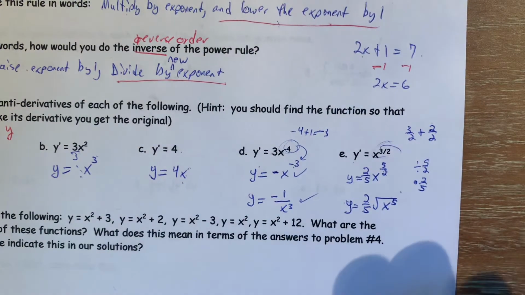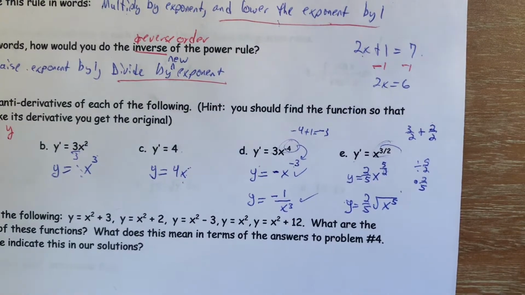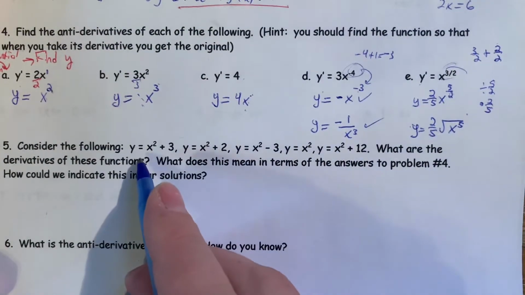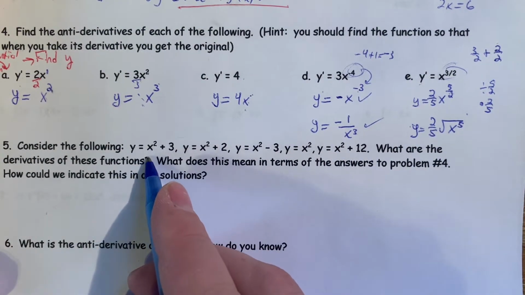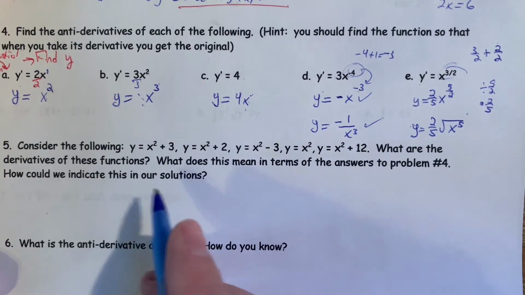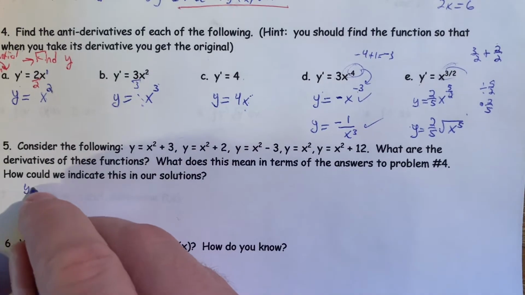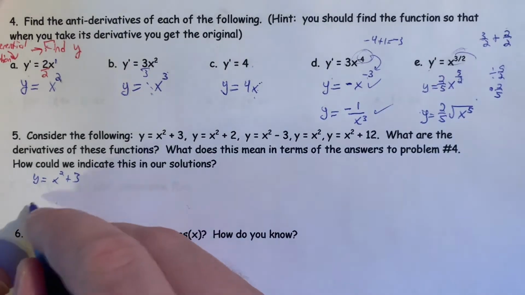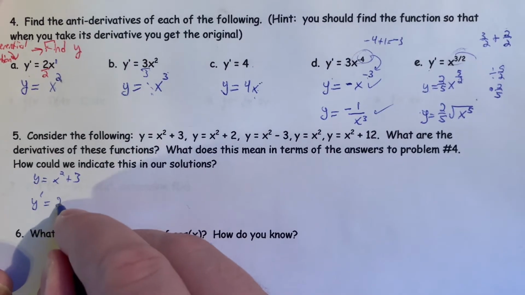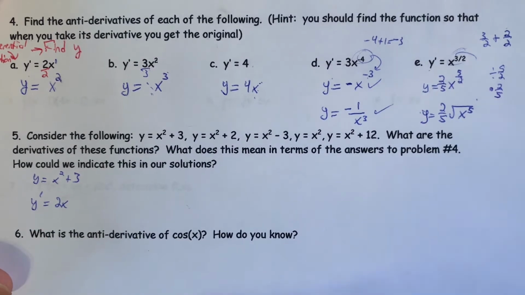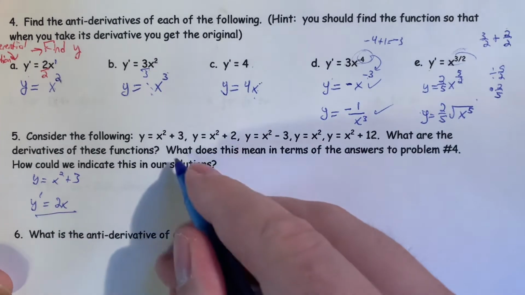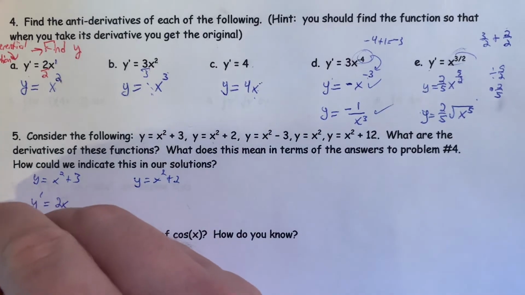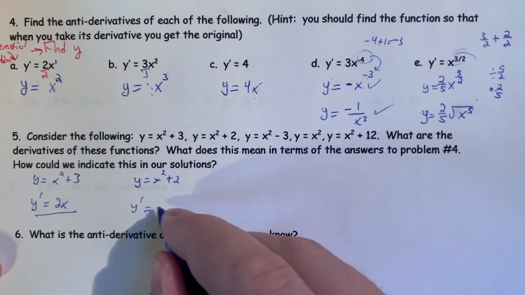You're going to find out that I've been kind of lying to you for the last like 3 minutes. Consider the following, okay? What are the derivatives of each of these? What is the derivative? So I'm going to just put them here. What's the derivative of y equals x squared plus 3? The derivative is 2x, and the derivative of a constant is 0. Okay, so y prime equals 2x. What about x squared plus 2? So y equals x squared plus 2. What's the derivative? The derivative is 2x.